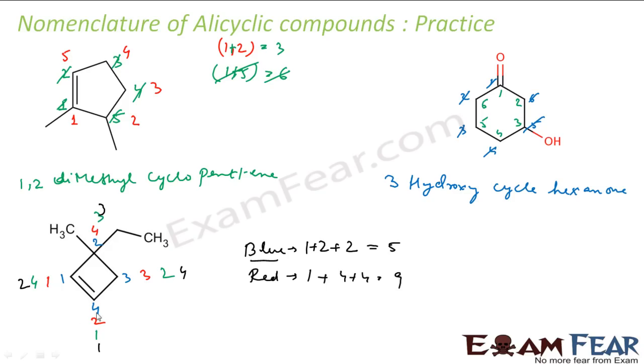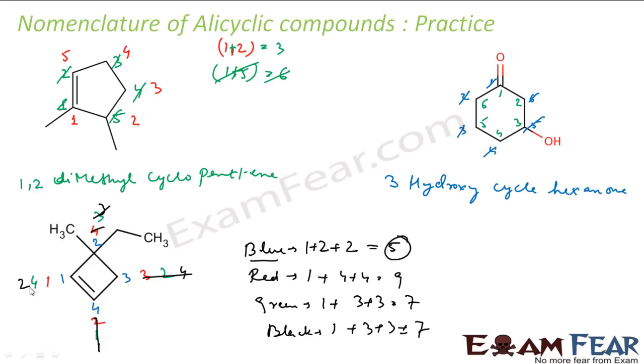If I consider green, then 1 for alkene and 3 for ethyl and 3 for methyl, that is 7. If I consider black, 1 for alkene and then 3 for ethyl and 3 for methyl. So which one is the lowest? Blue is the lowest. So that means we can cut the other ones. So blue is the best possible naming convention. I hope you understand this.